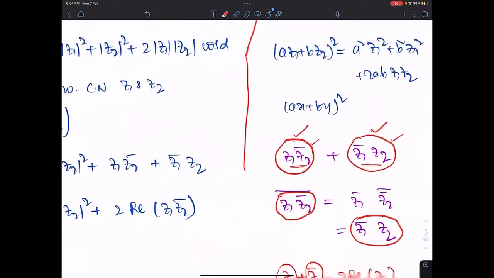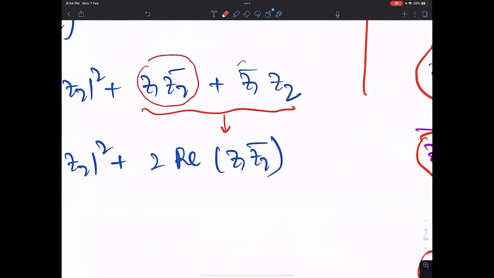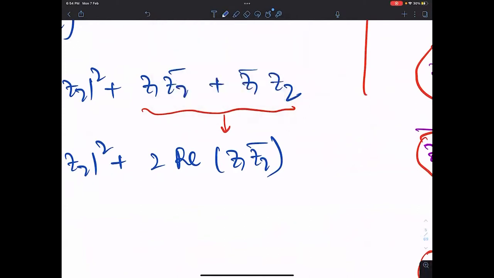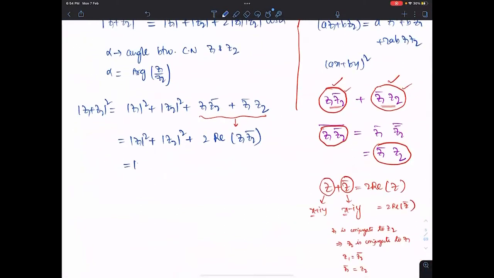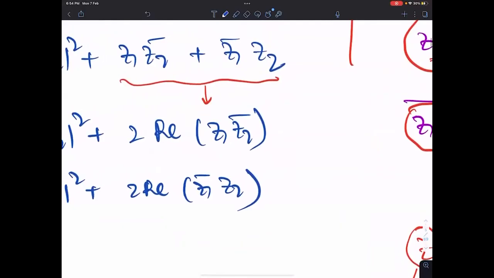Okay, so what is the final statement which I am writing here? Now you understand this one. I have written 2 times real part of Z1 Z2 bar. Why? If this is Z, then this will be Z bar. So you can write like that. Z plus Z bar is 2 times real part of that complex number. Or you can write it as mod Z1 square plus mod Z2 square plus 2 times real part of Z1 bar Z2.